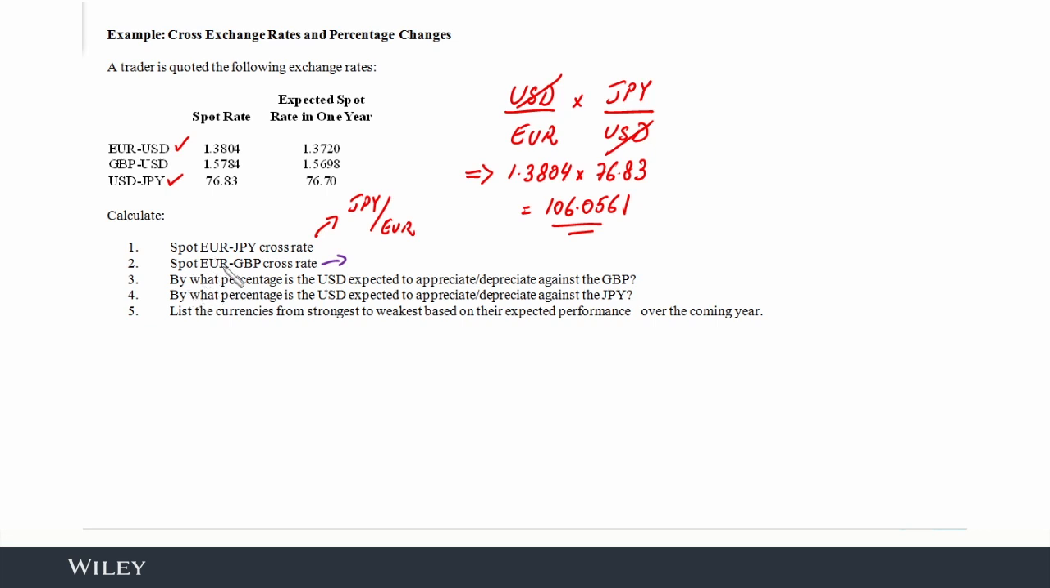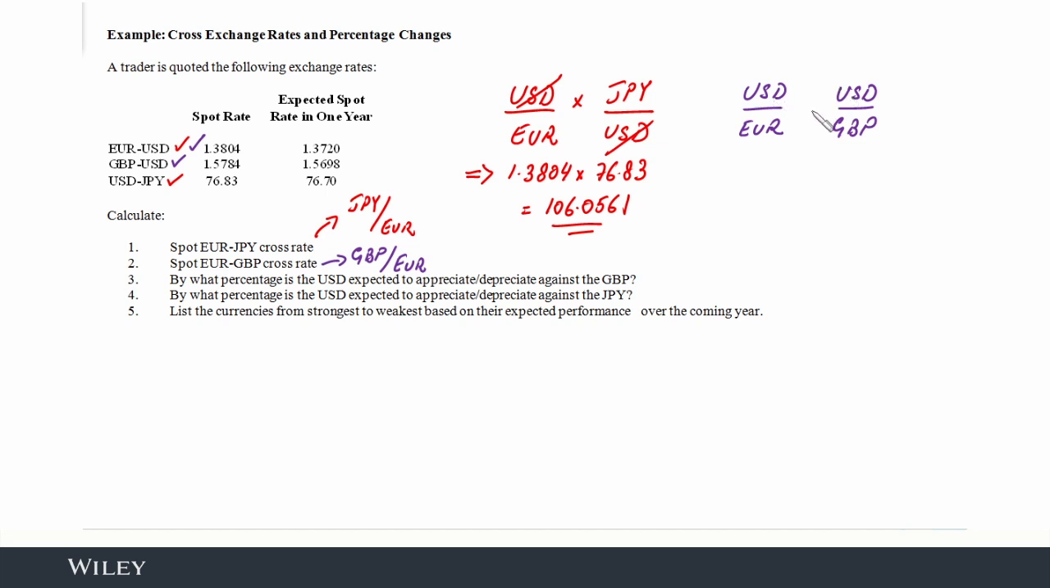Since Euro is named first in the quoting convention, the Euro must be the base currency and the Pound must be the price currency. So you're supposed to calculate the price of the Euro in terms of the Pound. So the two exchange rate quotes that are relevant from this table to the calculation of the Euro Pound exchange rate are the Pound Dollar exchange rate and the Euro Dollar exchange rate. Okay, so what you have in the Euro Dollar exchange rate is USD per Euro, and what you have in the Pound Dollar exchange rate is USD per Pound.